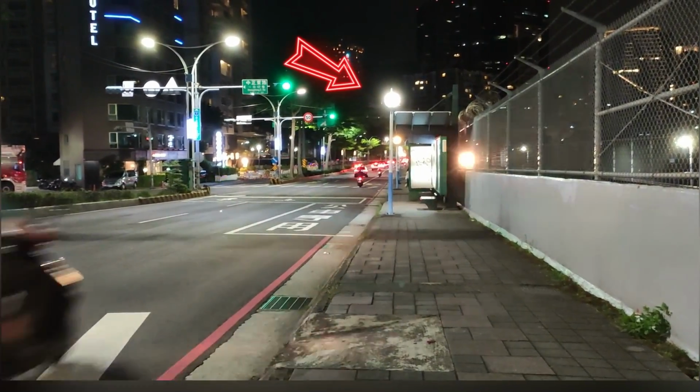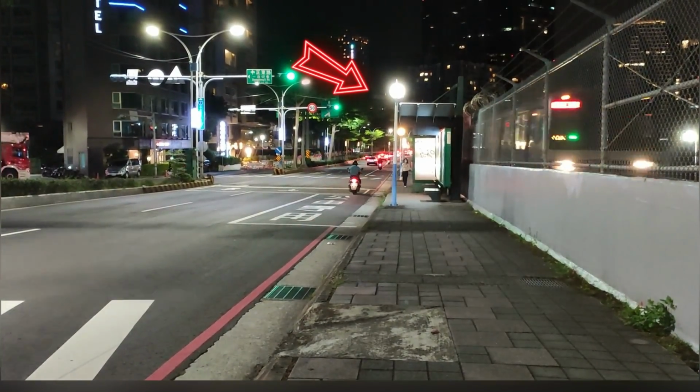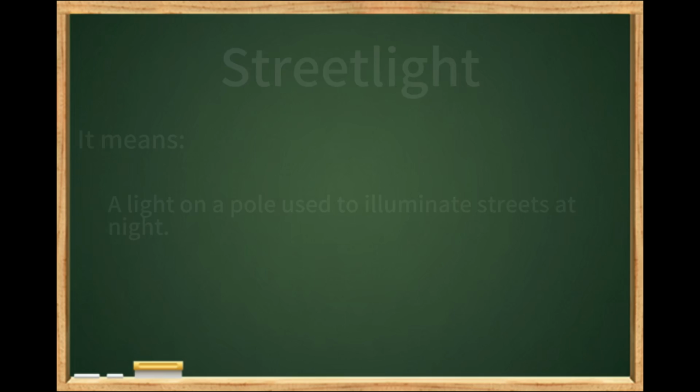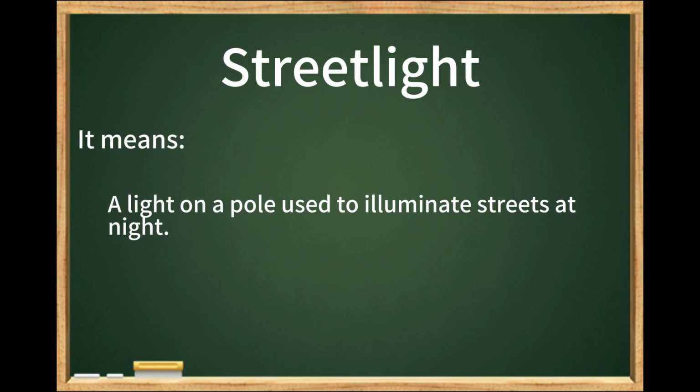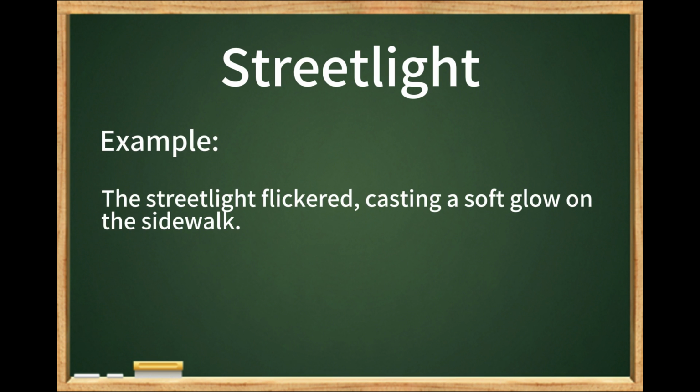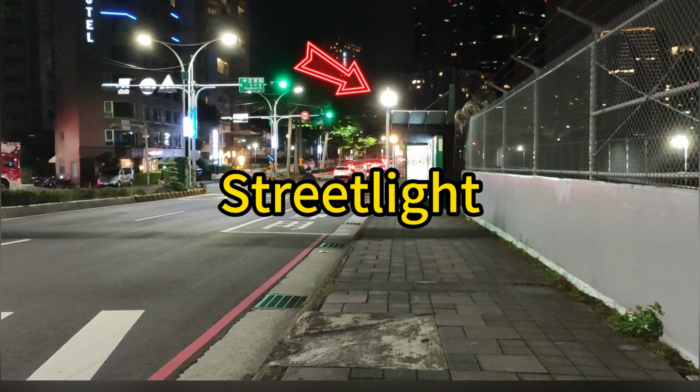What's this? Street light. It means a light on a pole used to illuminate streets at night. Example: the street light flickered, casting a soft glow on the sidewalk. This is a street light.